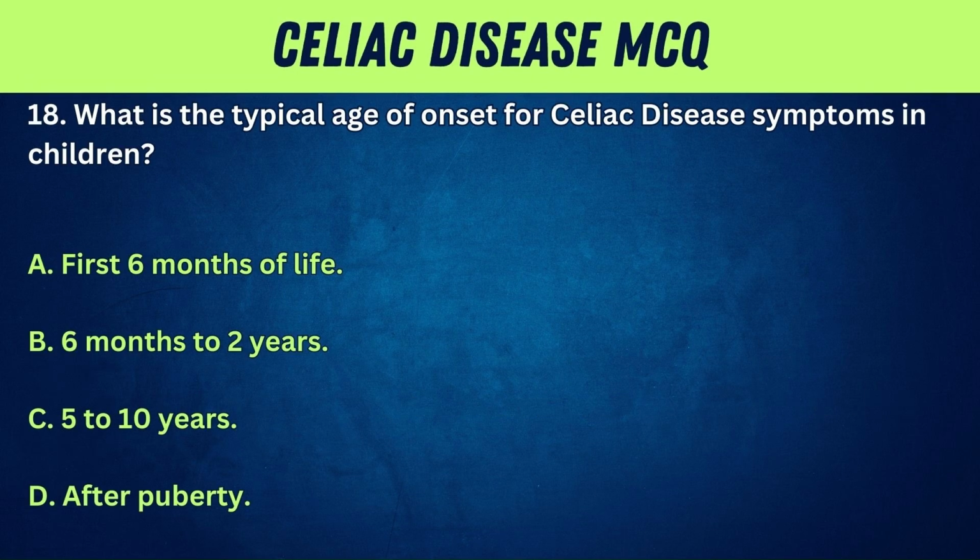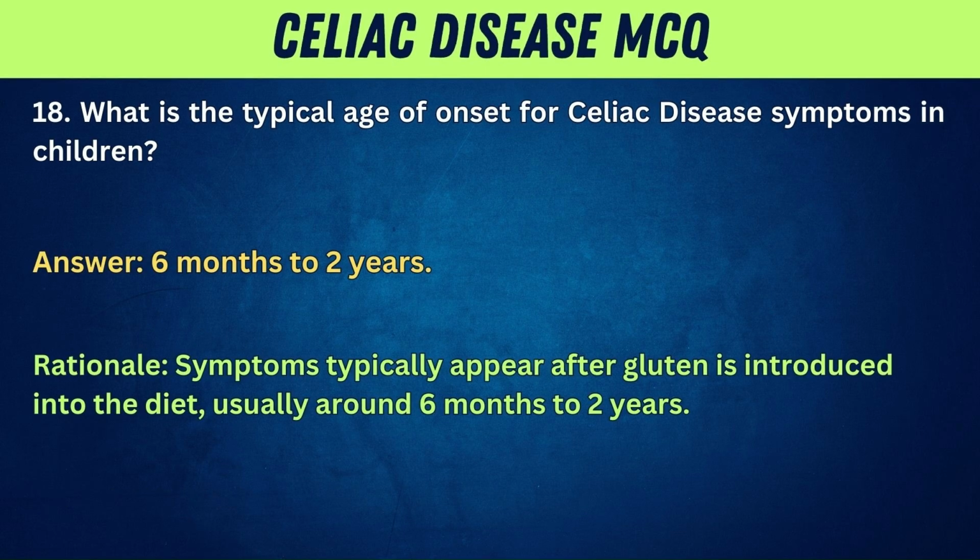18. What is the typical age of onset for celiac disease symptoms in children? A. First 6 months of life. B. 6 months to 2 years. C. 5 to 10 years. D. After puberty. Answer: 6 months to 2 years. Rationale: symptoms typically appear after gluten is introduced into the diet, usually around 6 months to 2 years.